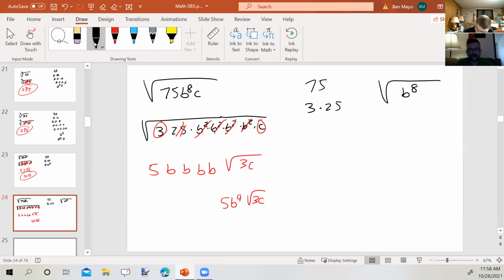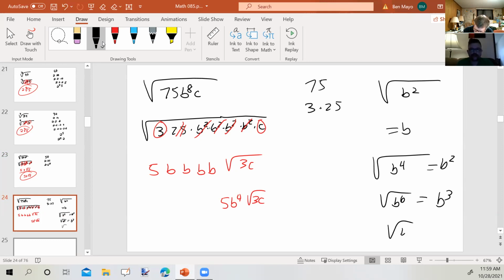Actually, you know what? Wait, let's do this instead. Let's do the square root of b squared. Well, that's just what? B, right? What's the square root of b to the 4th power? That's b squared. What's the square root of b to the 6th power? That's b to the 3rd. What's the square root of b to the 8th power? That's b to the 4th, right? So if my exponent is a multiple of my index, I can just pull it out that way, right? Without having to break it down into squares.